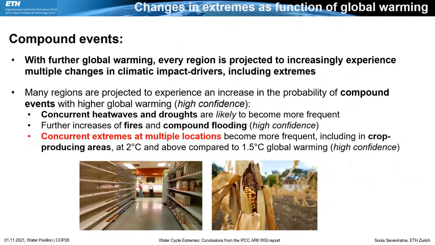Another really concerning point is that we have an increase in the concurrence of extremes at different locations, and this can lead to large impacts. So we can have concurrent extremes at multiple locations, including, for instance, crop-producing areas at 2 degrees and above compared to 1.5 degrees. This can affect, for instance, food security.